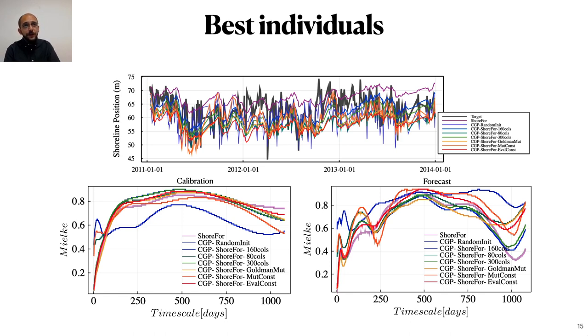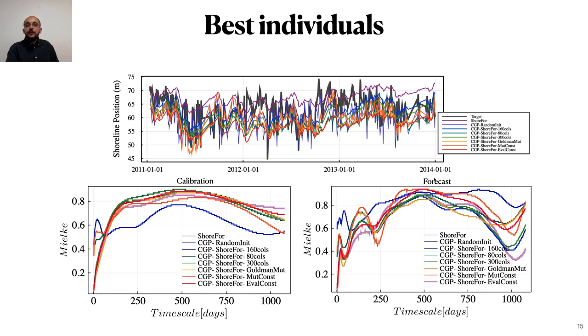What I show here is a comparison between the best individuals from each of the different configurations that we tested. On top we see the actual time series of the target and the predicted shorelines. And at the bottom we see a simpler way to visualize these results. Essentially it takes the target shoreline signal and the predicted shoreline signals, filters the shoreline patterns over different timescales, and we plot here the performance over each of the different timescales. So what we see over the calibration period is that the SHORE4-based models, in general, keep the same pattern as SHORE4, and this is mainly because SHORE4 already calibrates well to the time series.